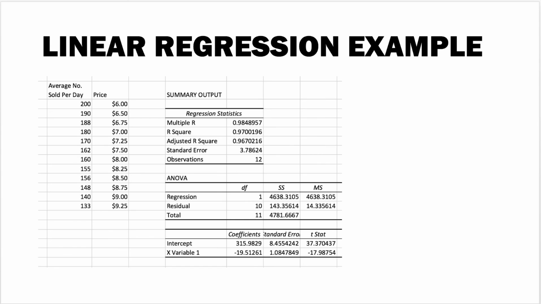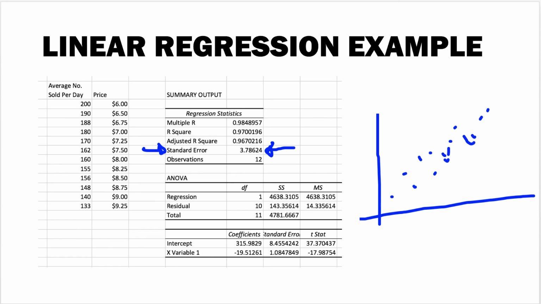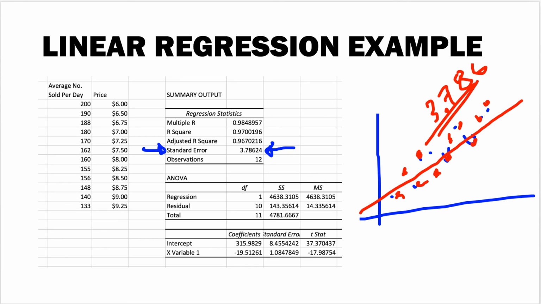The first gauge of how good of a model you have can be found in the standard error section of the summary output. The standard error is a measure of the scatter of points around the regression line. So what this measures is how far from the line of regression does our actual data sit. In this case, on average, and looking at all of our actual data, we are 3.786 units off from our linear model.